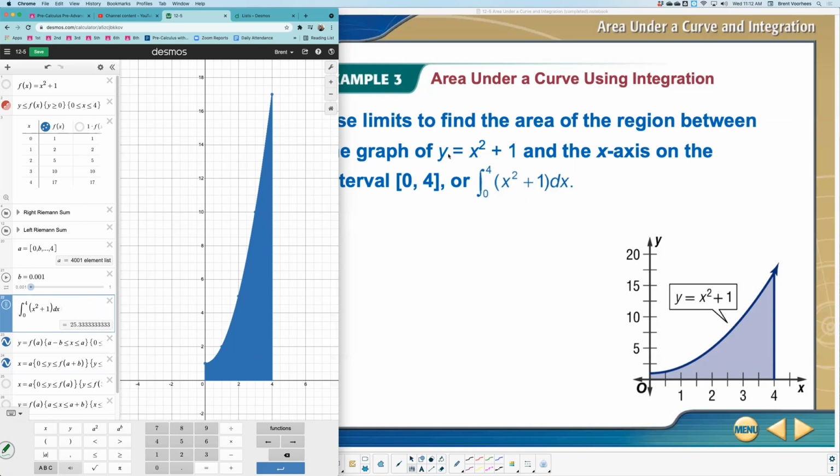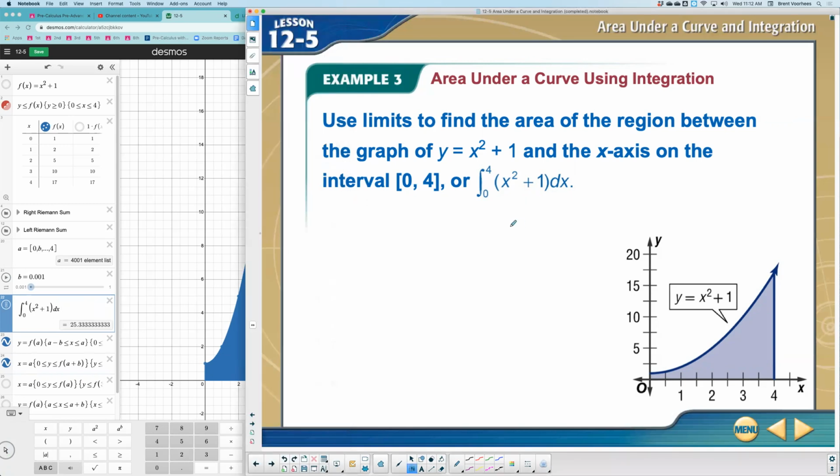Example 3 is the same equation that we had on example 2. And you see the exact area is 25.3 repeating units squared. Now remember how when we came to example 2c, we estimated that it was 26 units squared, so we were still a little bit over, but this is the exact answer here using the integral.